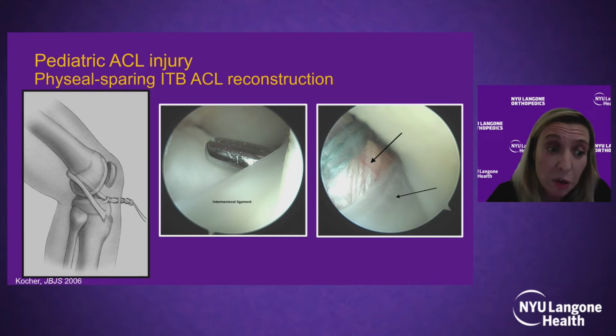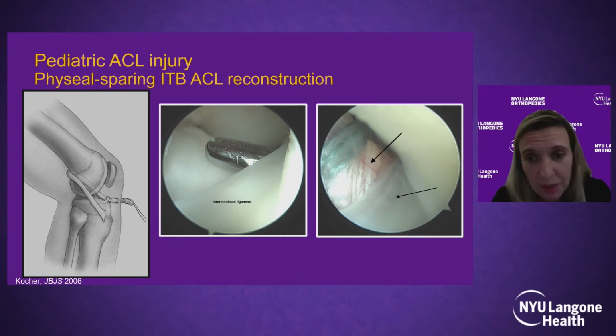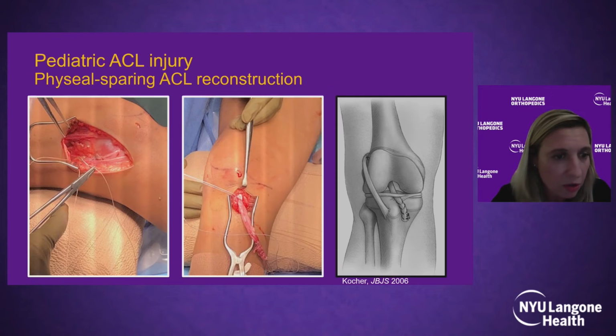And then you shuttle it under the intermeniscal ligament. So that graft is under the anterior intermeniscal ligament, grabbing those sutures to then dock it outside the knee. And that's what these pictures are showing.